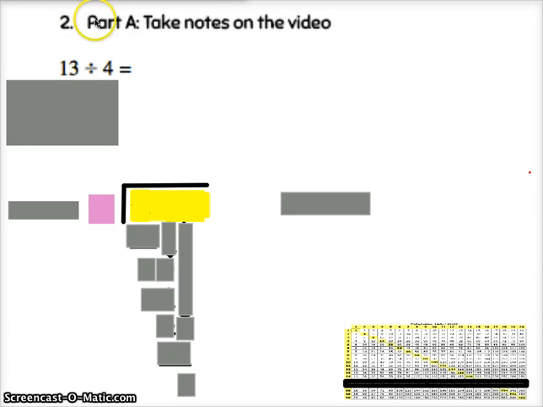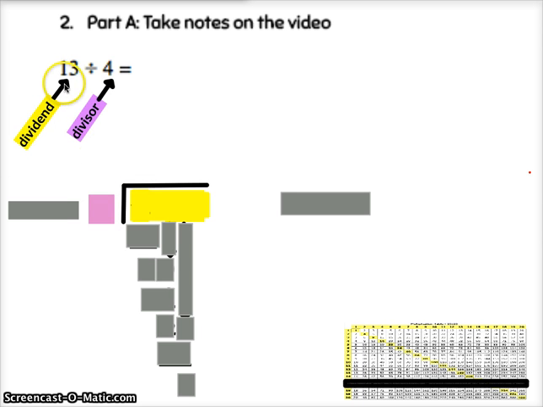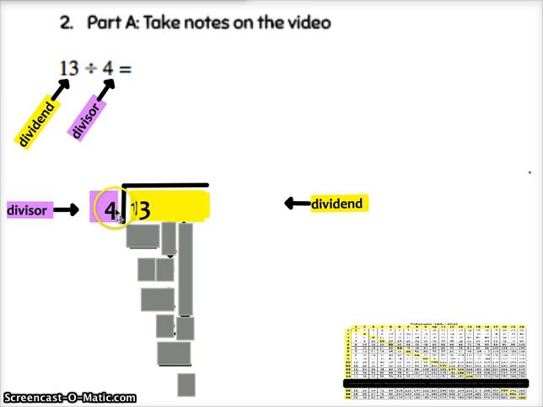For number 2, make sure you are taking notes as you watch the tutorial. To solve the problem 13 divided by 4, we're going to use long division. Remember that the first number, the dividend, goes on the inside, and the divisor, the number we are dividing by, goes on the outside. So I begin by asking myself the question, does 4 go into 13?